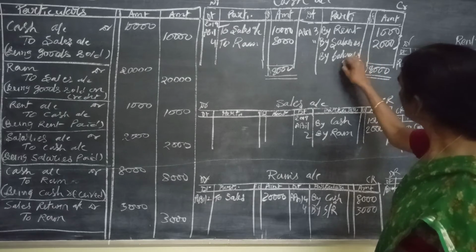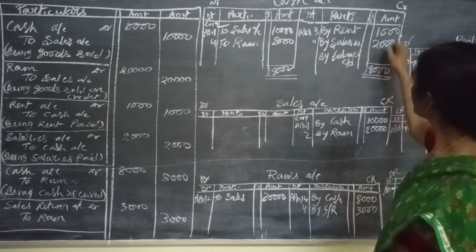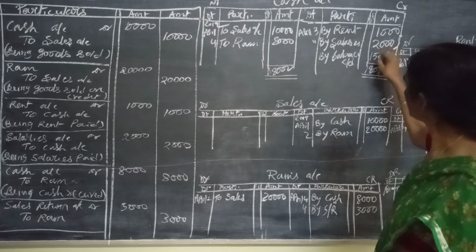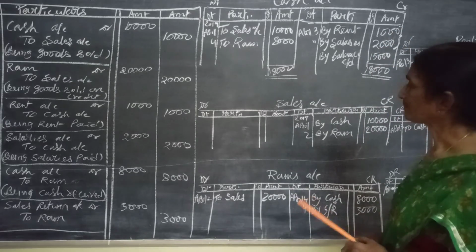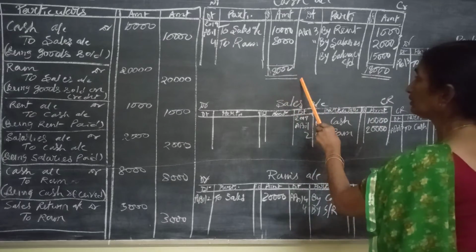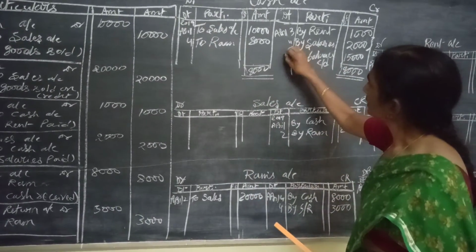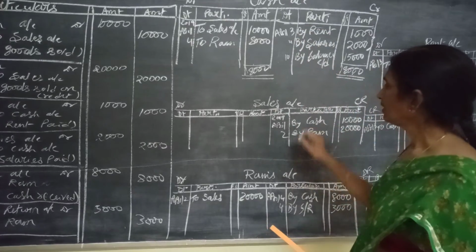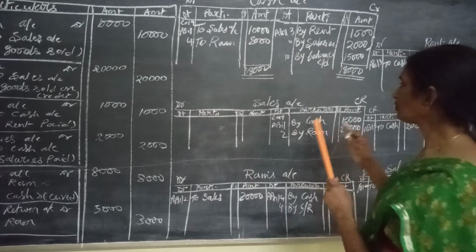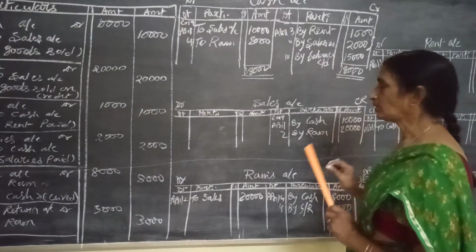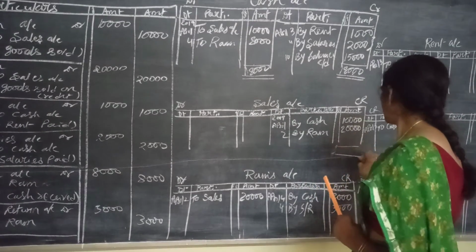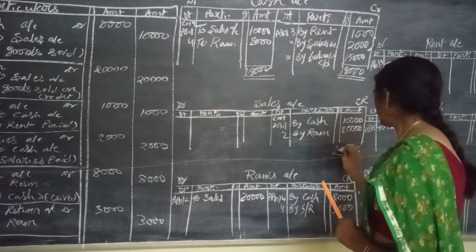How much is the difference? 15,000. Then close it with a double underline. Say we are balancing on the 10th. Now come to the sales account. In the sales account there are amounts on only one side. Total it up: 20 plus 10, 30,000.